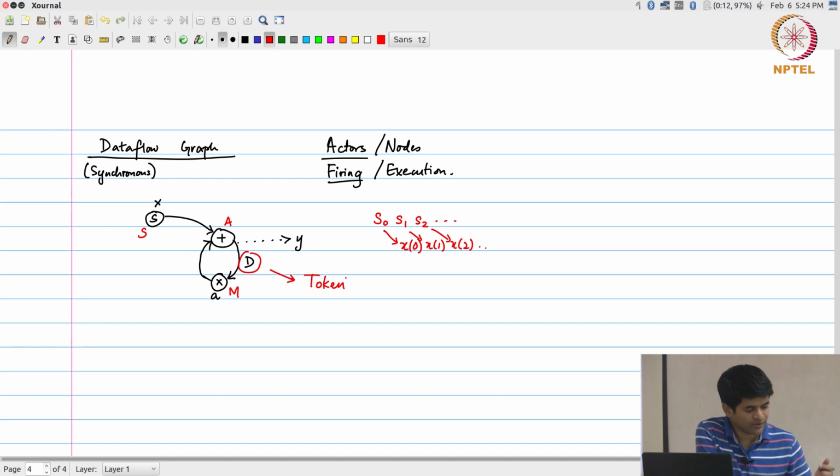How does it evolve? One step would essentially be that S can generate a token out here. At any point in time, it can generate tokens. So it can generate 1D, 2D, 3D, 4D, it doesn't matter. In principle, I can have an infinite number of Ds on this particular arc, the one from the source to the adder. But I am going to assume that it just fires once, produces 1D, and in the meantime M also fires. What does it do when it fires? It basically consumes that initial value and generates a token on its output.